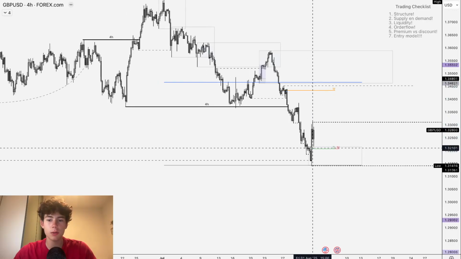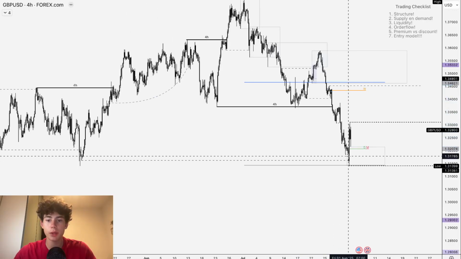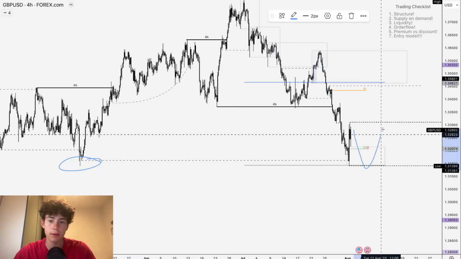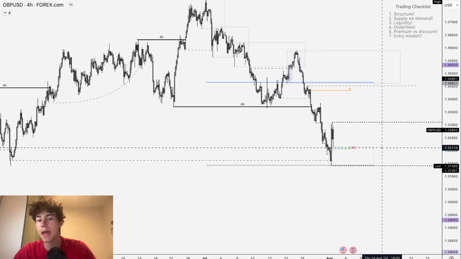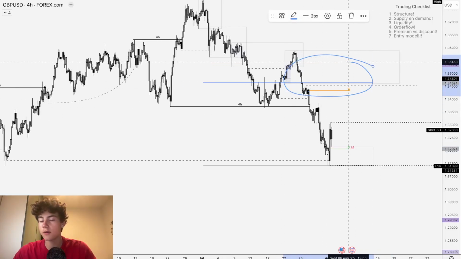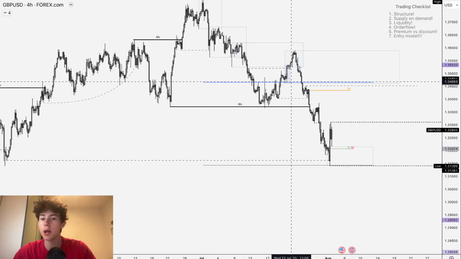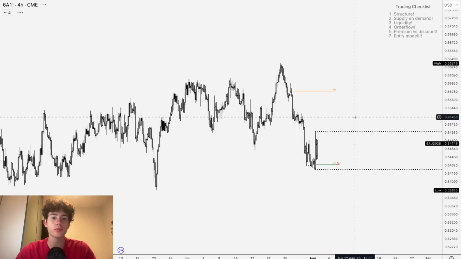Overall, I think it's a bit too risky to take the long setup, because there is some actual liquidity laying underneath the lows, which you could take out before moving up higher. And I just think that the short from the supply, premium prices and liquidity is the highest probability setup. So that's also what I'm waiting for.